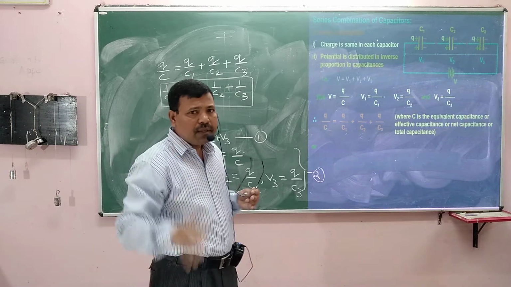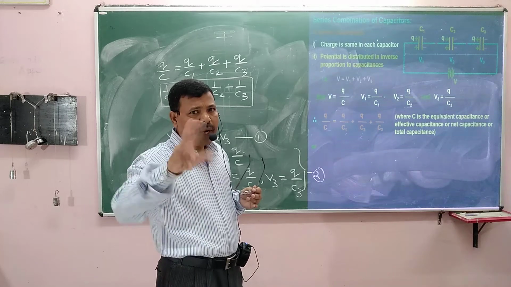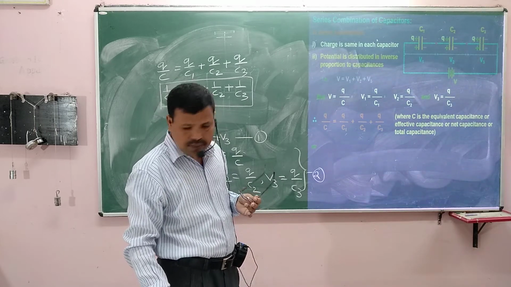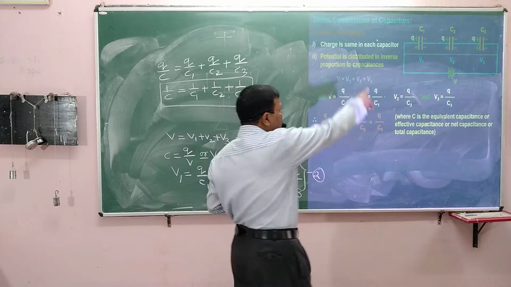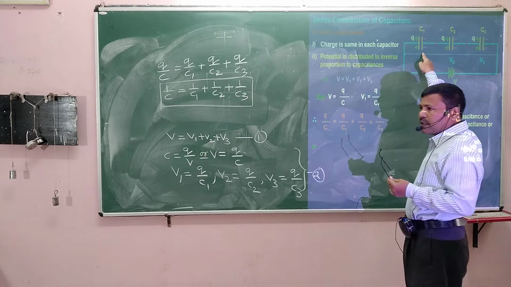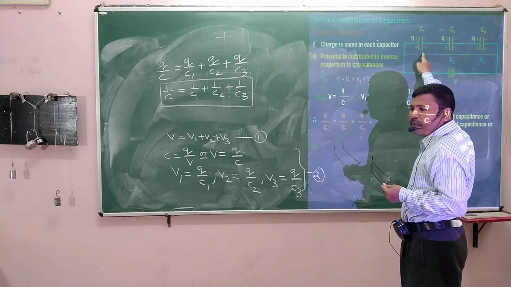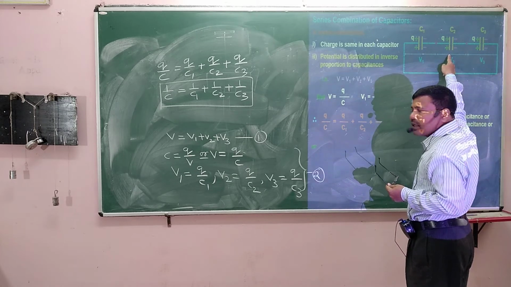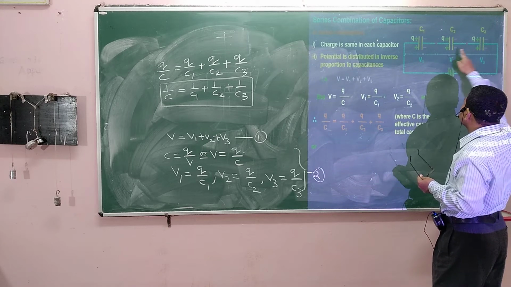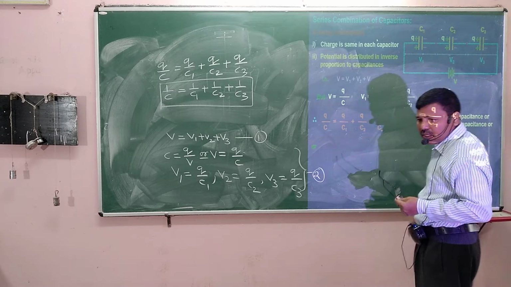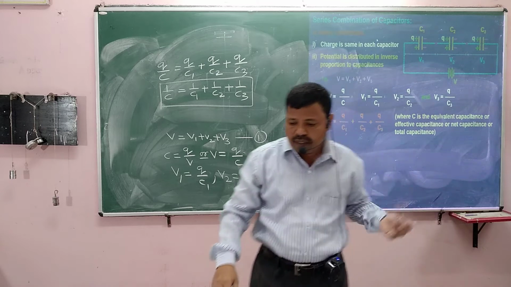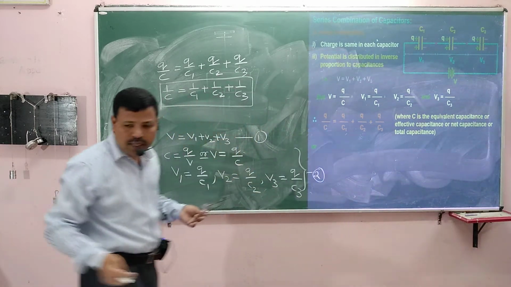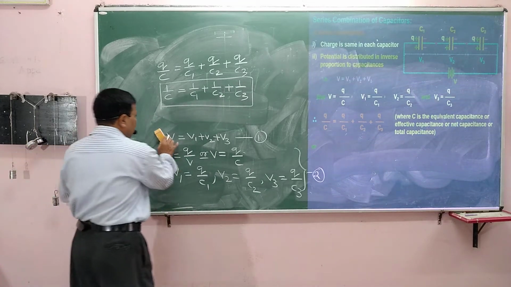Here we can choose some values of capacitances of the capacitors. Suppose C1 is 2 microfarad, C2 is 3 microfarad, and C3 is some 5 microfarad. Then what will be the net capacitance?